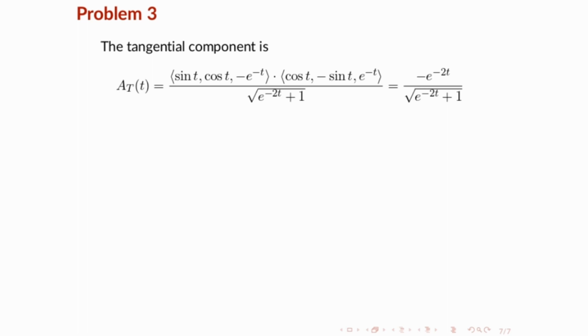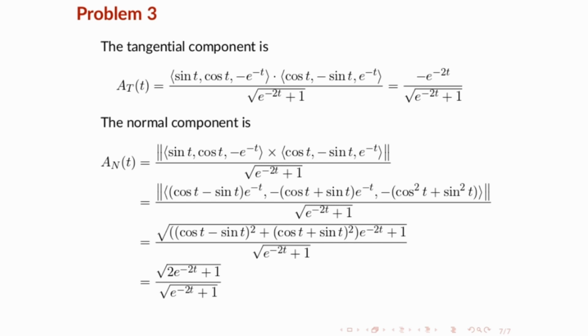And once again, we've already gotten the magnitude of our velocity function, so we can just put that in there. Square root of e to the power of negative 2t plus 1. All in all, we have the tangential component being negative e to the power of negative 2t all over the square root of e to the power of negative 2t plus 1. All that's left to do now is look for the normal component, which is going to be a lot more, well, calculation intensive. First of all, we're going to need to find the magnitude of the cross product.